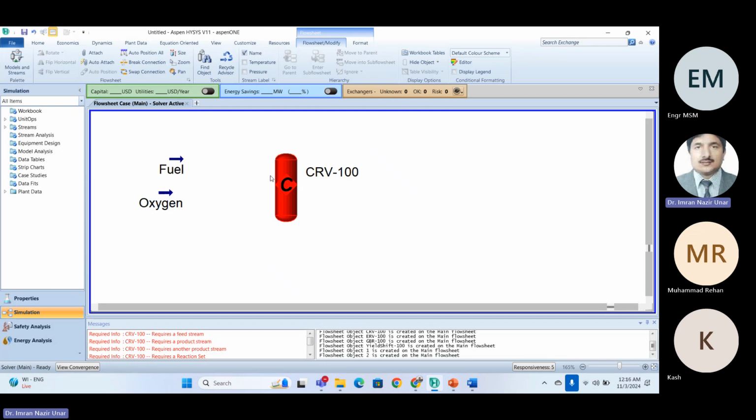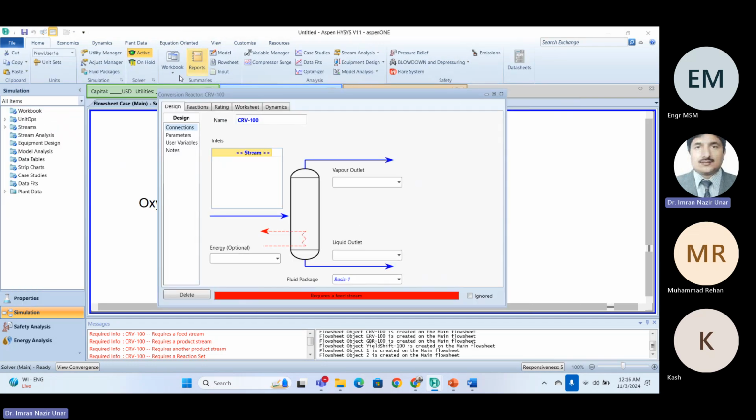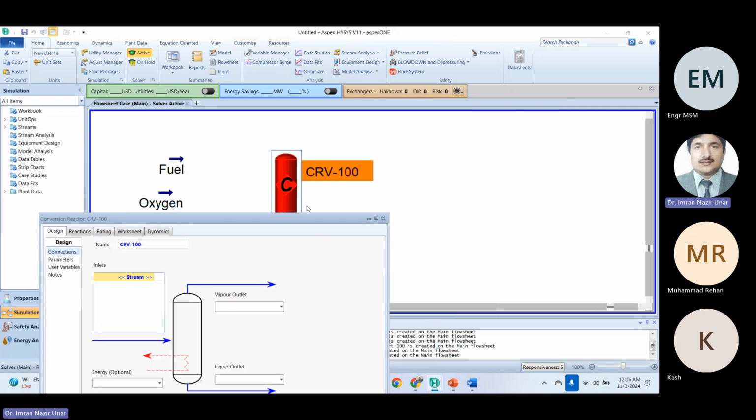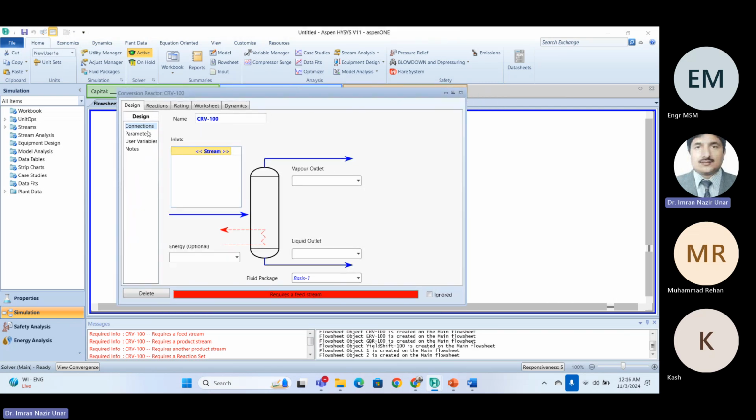Okay, now double click on the reactor. Now this panel is similar for CSTR and all four types of similar cylindrical shapes. The plug flow reactor is different in nature. So what does it say in the design tab? First of all, you have to complete the connections. Inlets, you can insert multiple streams. So I am inserting two streams, fuel and oxygen.